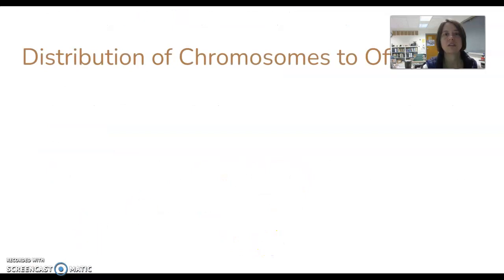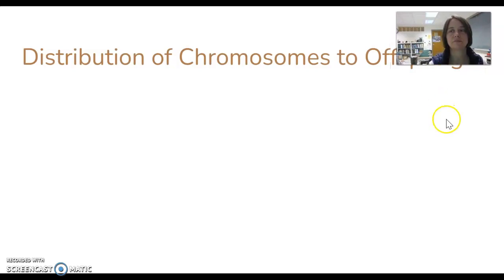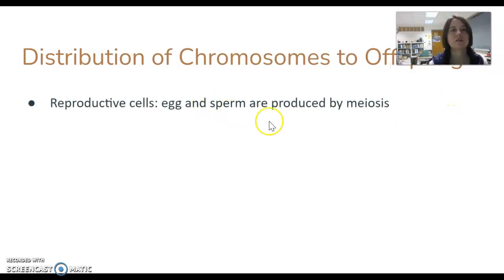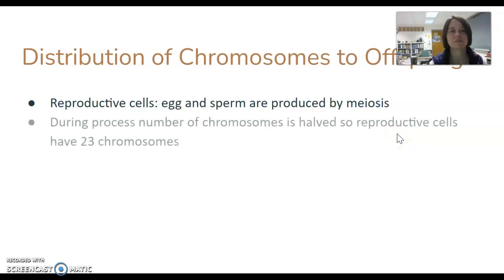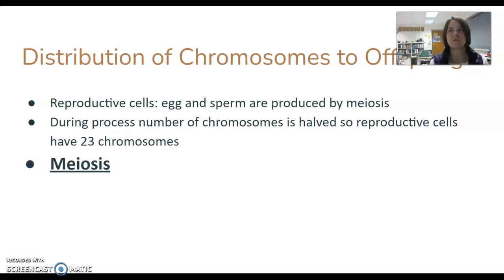Okay, so the distribution of chromosomes to offspring. Reproductive cells, the egg and the sperm, are produced by meiosis. During the meiosis process, the number of chromosomes is halved, so the reproductive cells have 23 chromosomes. All of your cells, except for egg and sperm, have 46 chromosomes. It's important that your egg and sperm only have 23, so when an egg and sperm come together, they have the regular 46.